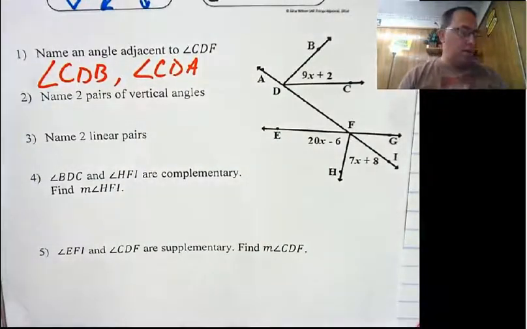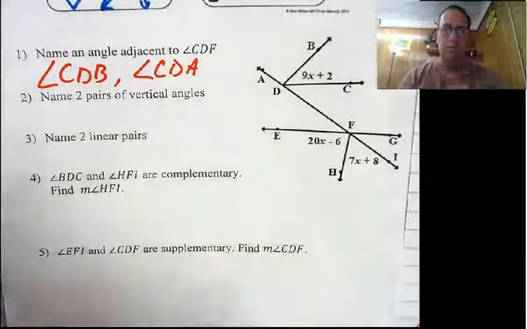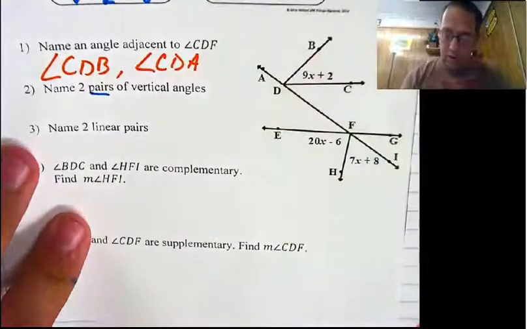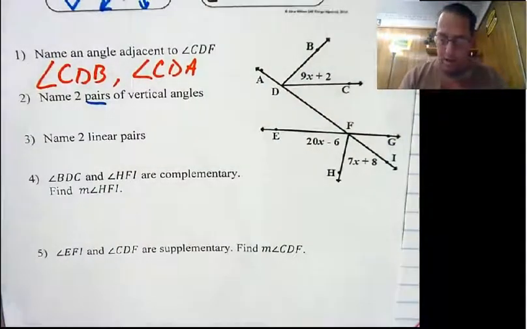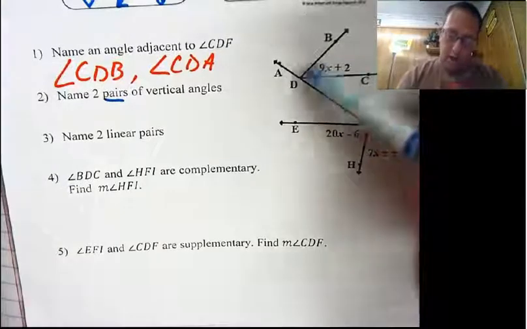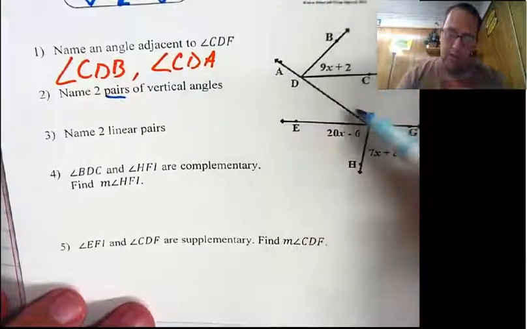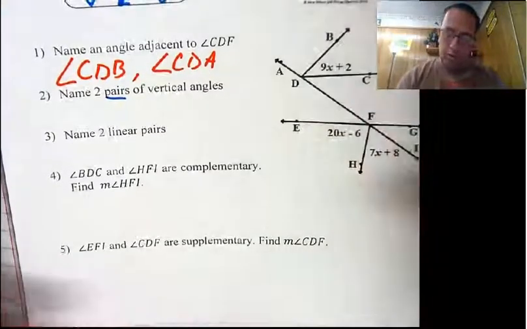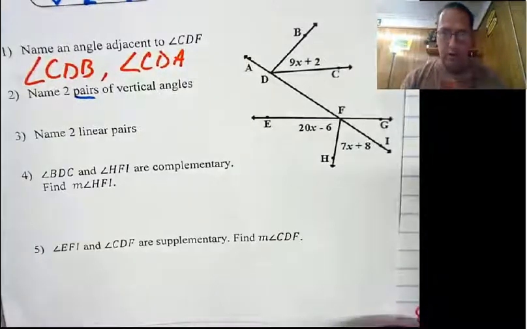All right, we need to name two pairs of vertical angles. Remember, these are pairs. Vertical angles will always come in pairs. So let's see here. Angle ADB, no, it doesn't work, because as you remember, it has to go all the way across. So we couldn't do angle ADB and angle CDF because those don't go straight across the intersection there. So that's what we've got to find.